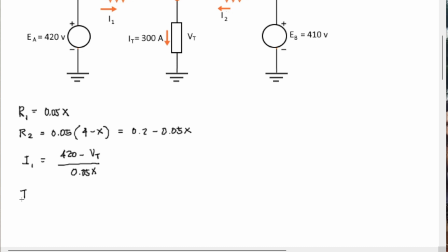It follows that I2, on the other side, is the supply of substation B, 410 minus VT, over the resistance of 0.2 minus 0.05X.